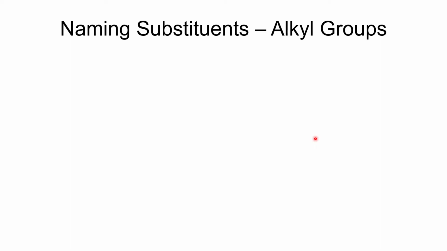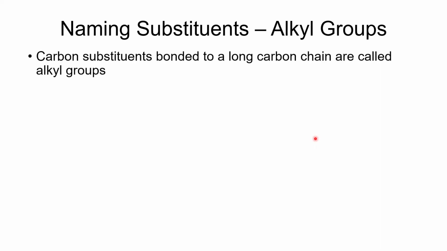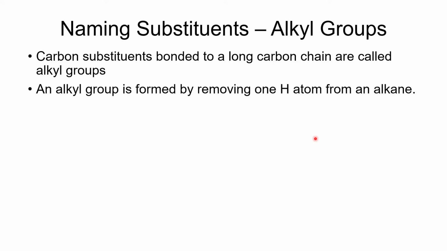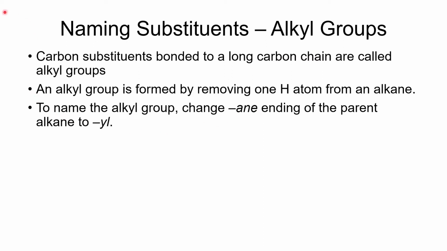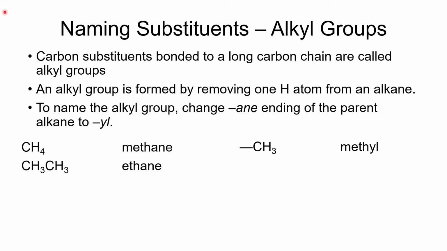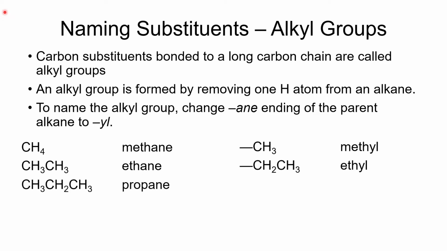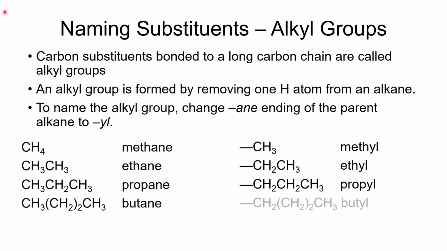So when we are naming substituents that are made from alkanes, we can take any alkane and we can call it an alkyl group, provided that we make it into a substituent. In order to make it a substituent, we need to remove one hydrogen atom from the alkane. To name the alkyl group, we're going to change the -ane of the parent to -yl. So just as a few examples, methane, we remove one hydrogen and we get CH3, it will become methyl. Ethane becomes ethyl. Propane becomes propyl. And butane becomes butyl. So those are all pretty obvious what those are.